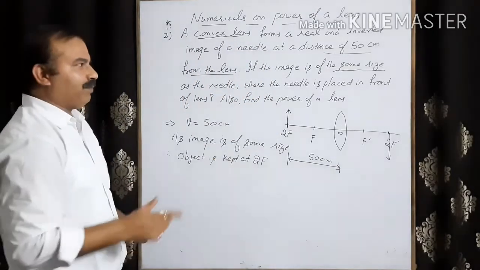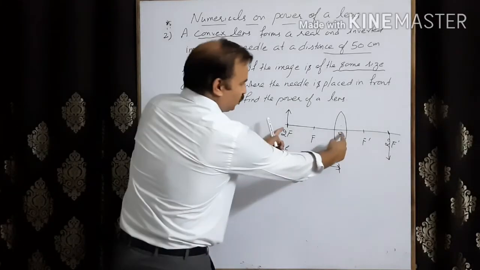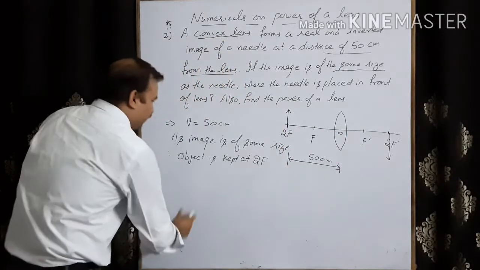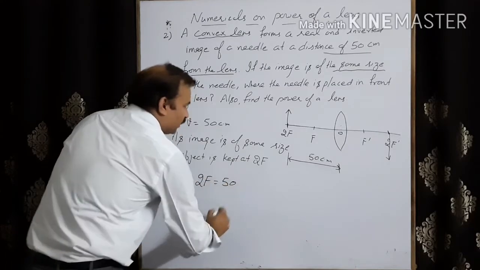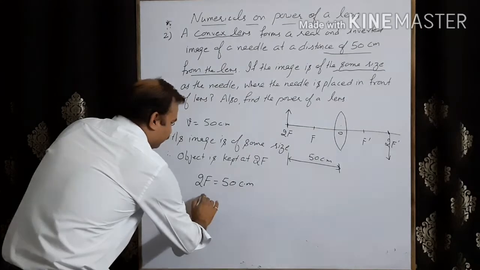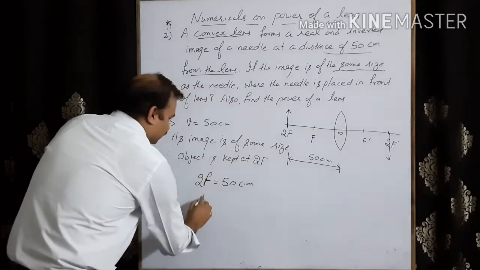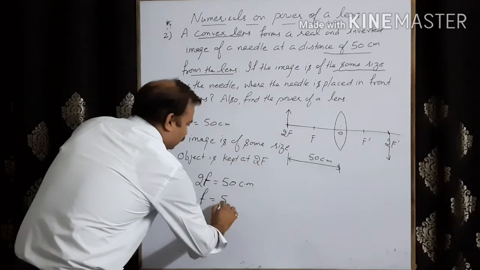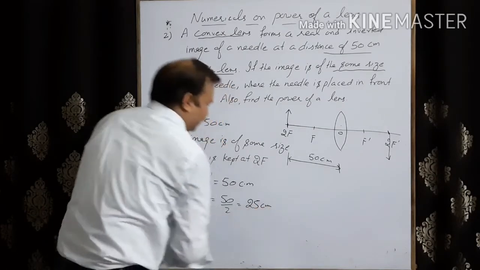Now what is the formula? Power depends upon the focal length. Please remember, this is 2f. So we can write that 2f is equal to 50 centimeter. So what will be f? Twice of the focus. So this is small f. So this f is equal to 50 by 2. That will be 25 centimeter.